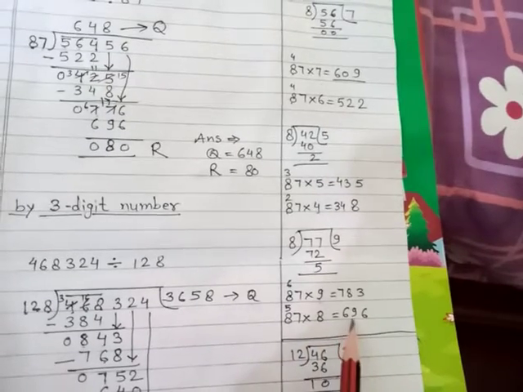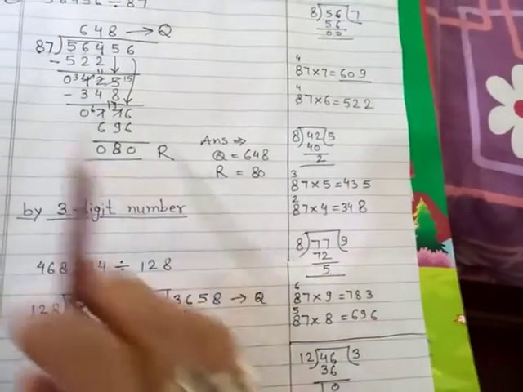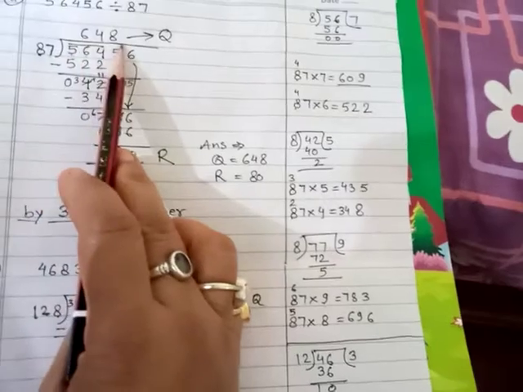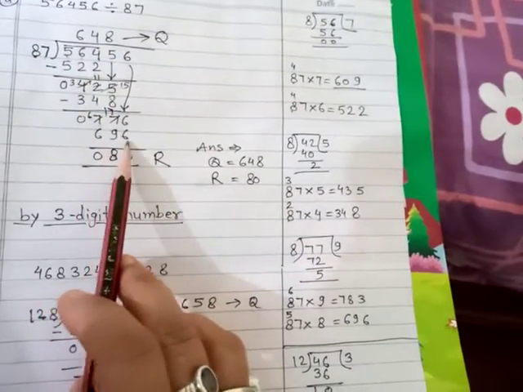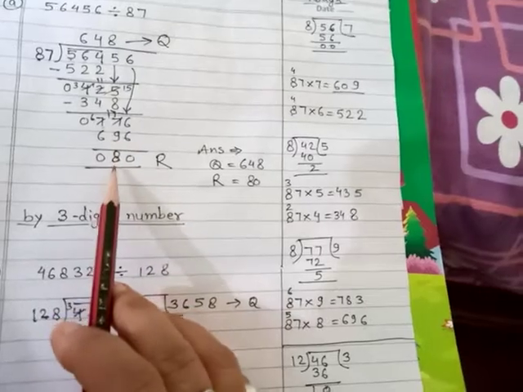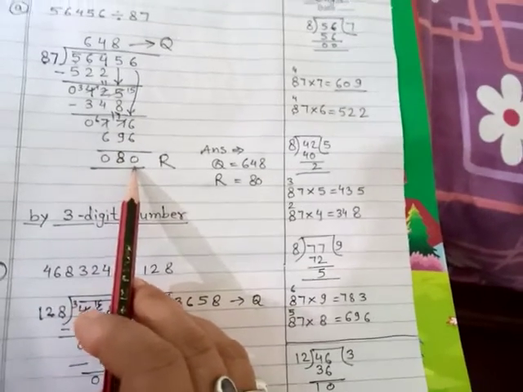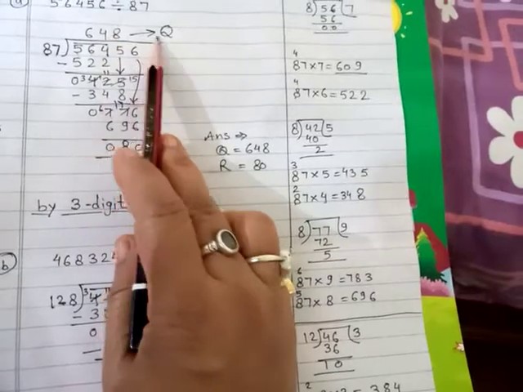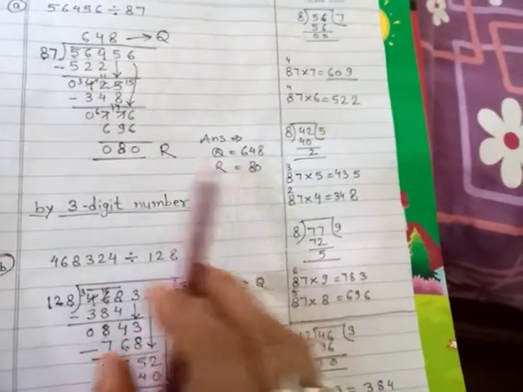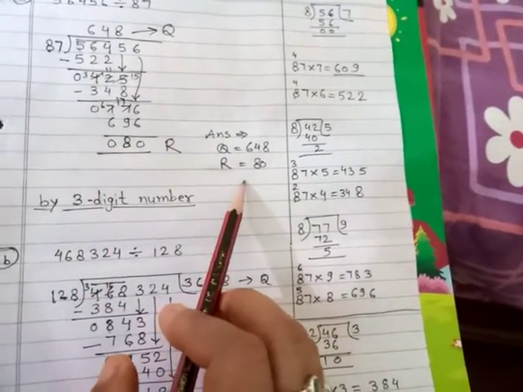It is 696. Now we will write 8 here in the quotient. 87 eights are 696. Now you subtract it, you will get remainder 80. Now how to write the answer? Your quotient is 648 and remainder is 80.